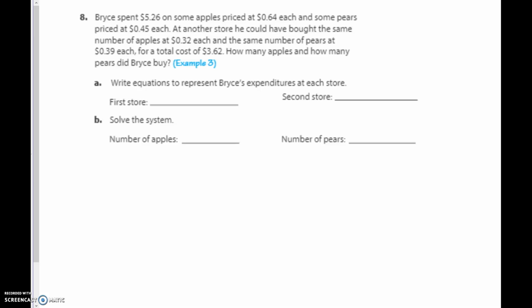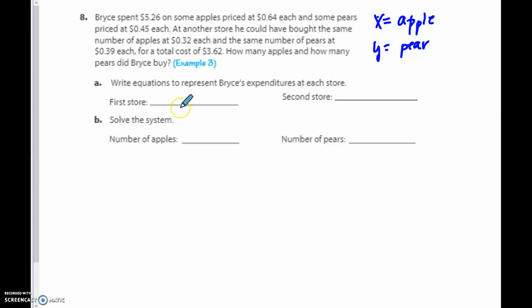All right, Bryce is spending some money on some apples and some pears. At another store, he could have bought the same number of apples for 32 cents and the same number of pears for 39 cents for a total of $3.62. So how many apples and how many pears did Bryce buy? At the first store, let's say that X is going to stand for apples, and that Y is going to stand for pears.